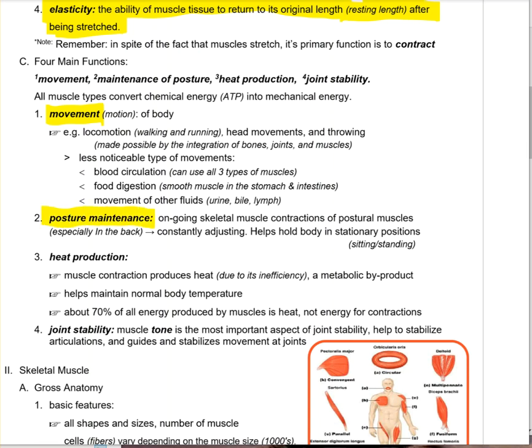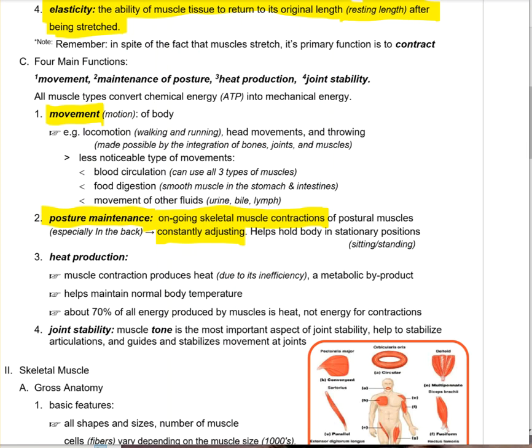Next, we have posture maintenance. Posture maintenance is the ongoing skeletal muscle contractions of postural muscles, especially in the back, but all over. They're constantly adjusting, and they're keeping the body in a stationary position. So if you're sitting right now, you have muscles that are contracting and relaxing very subtly to keep you in that sitting position. Sometimes some muscle fibers will contract, and then they'll relax, and other ones nearby will contract and give those first muscle fibers a break. So this is a good way to hold a position for a long period of time and allow the muscle to be contracted, but to maybe not contract every single muscle fiber at the same time.